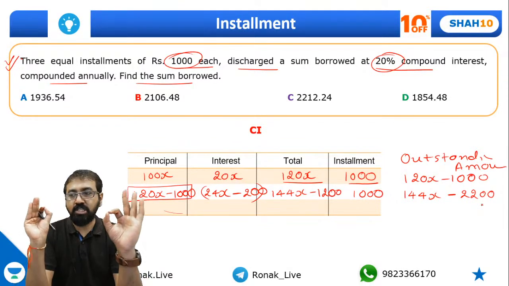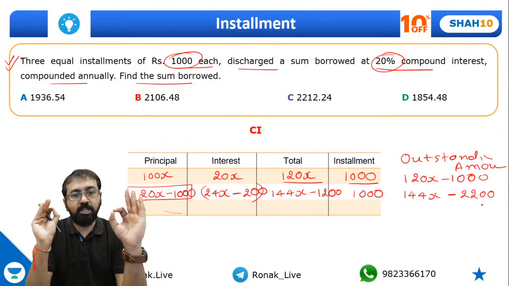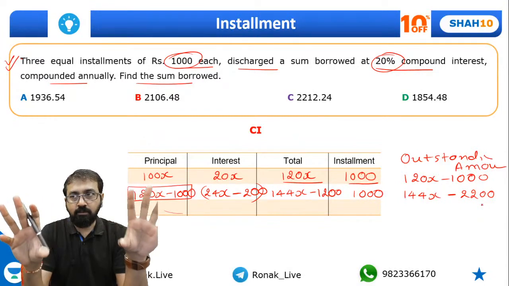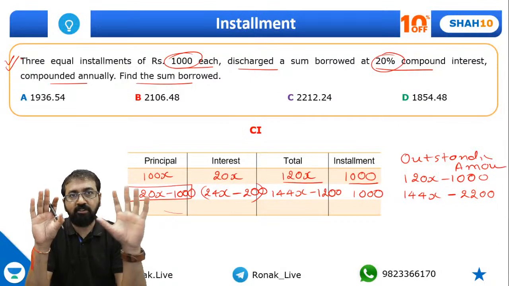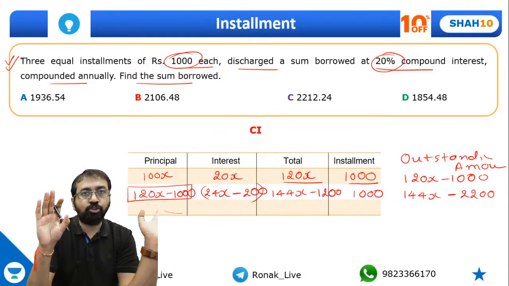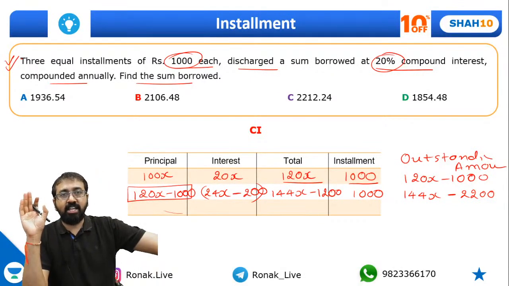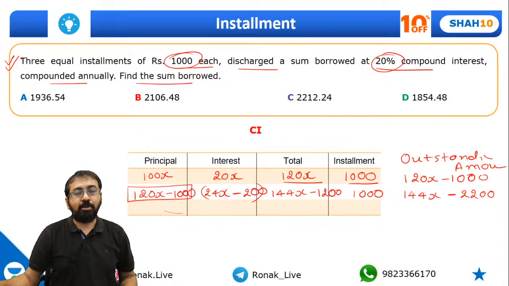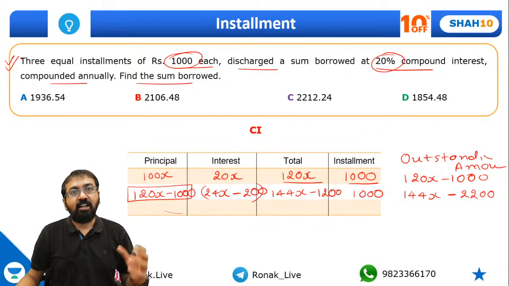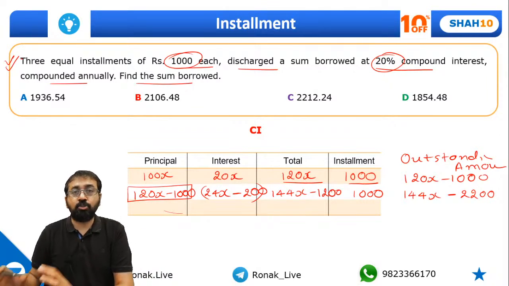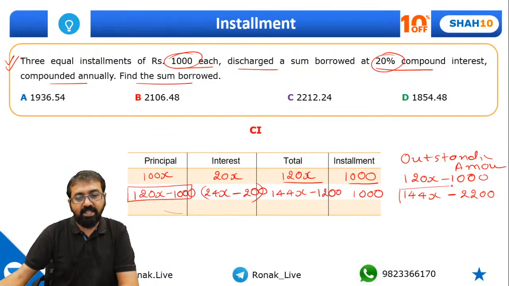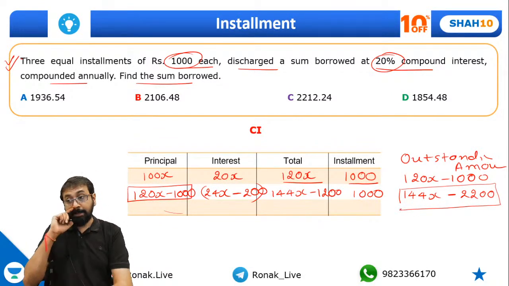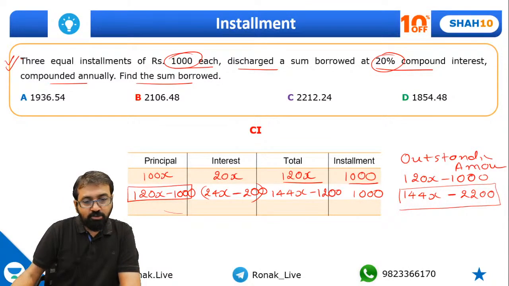Do you all agree up to this? Do you have any confusion up till now? Show me a thumbs up. We have just written the principal, calculated interest, added it to the principal, so we get the total amount, subtracted the installment, so we get the outstanding amount at the end of the first year. On that outstanding amount, we calculated the interest for the second year, again added that interest to the principal, so we got the total amount, and we subtracted the installment from that, so we got this value at the end of the second year. Correct? Okay.